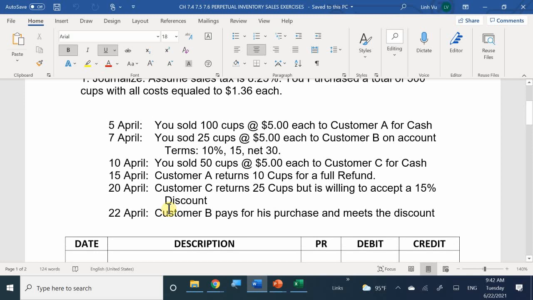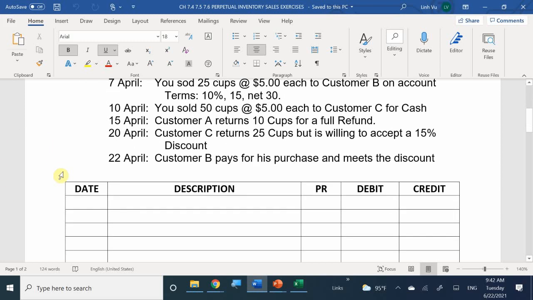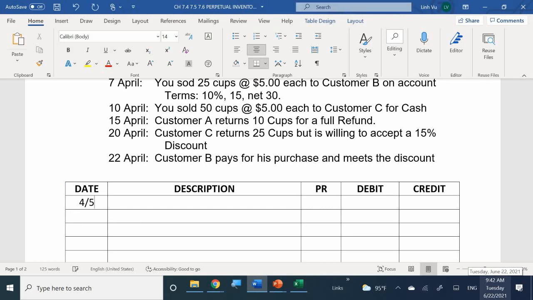All right, so let's take a look. On April 5th, you sold 100 cups at $5 each to customer A for cash. So let's go ahead and journalize the first thing, which is recognizing the sales at hand. Okay, so April 5th. So what should my journal look like? Right, we're receiving cash. Good. Sales and sales tax. Okay, so in this case, what's my total sales? 500. Right, we took 100 of them, sold them at $5 each, so $500.